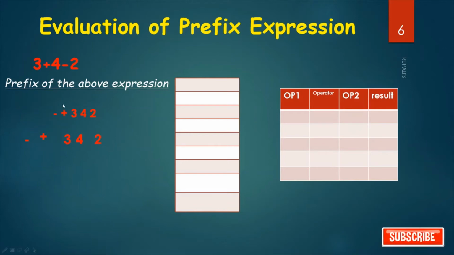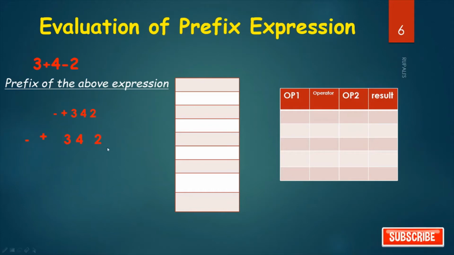Now you have to start scanning from the right hand side. In case of evaluation of postfix expression, you have to start scanning from the left hand side. But in case of prefix expression, you have to start scanning from the right hand side. Okay. So it comes 2.